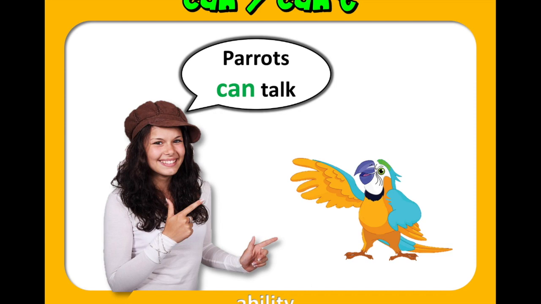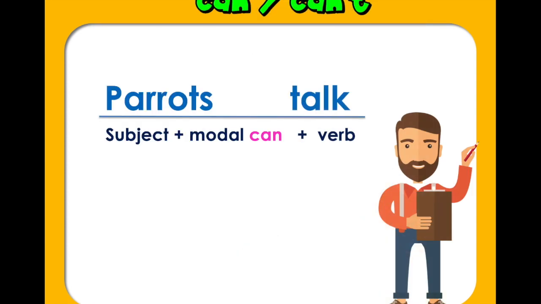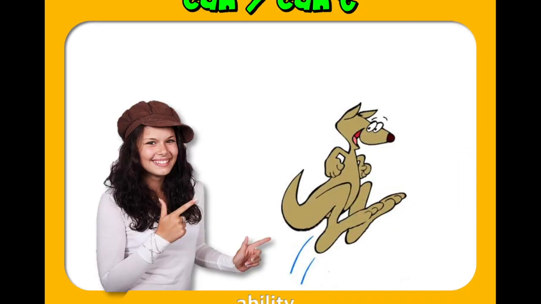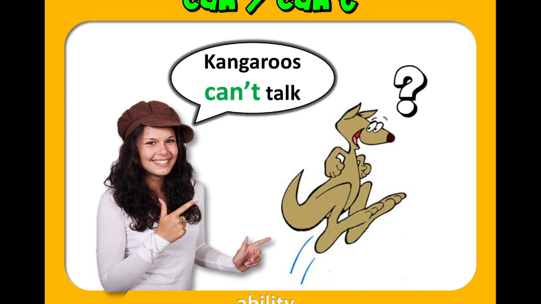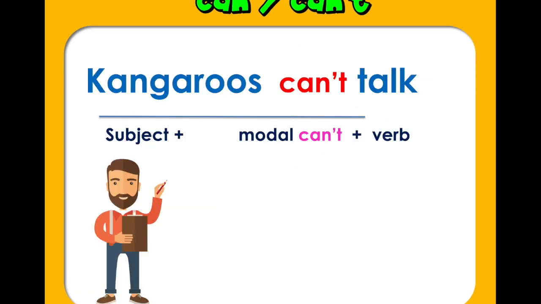Let's practice a little bit. Parrots can talk. This would be the structure. Parrots, subject, the modal can, and the verb talk. Parrots can talk. Let's see another example. Kangaroos can't talk. This would be the structure. Kangaroos can't talk. We use subject, then the modal can't in negative, and then the verb.